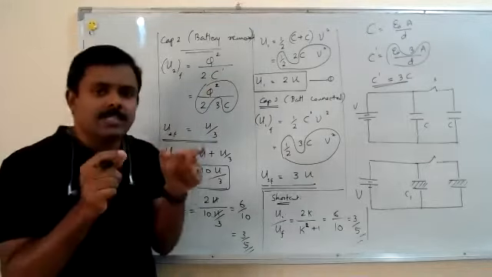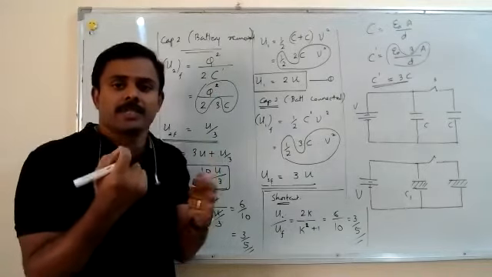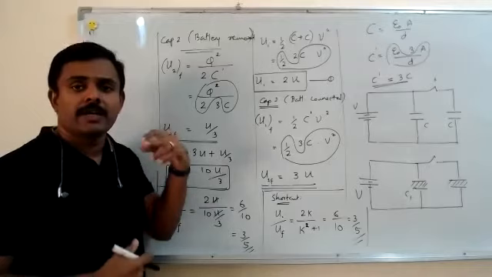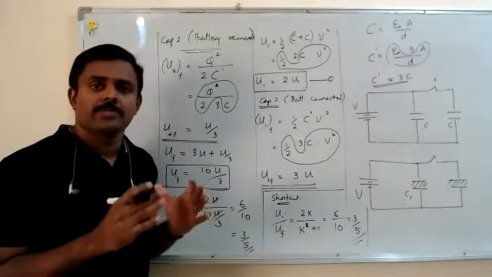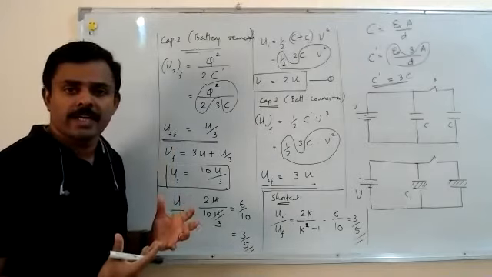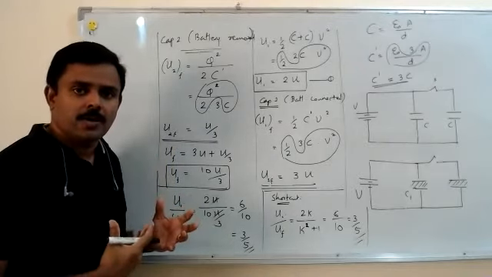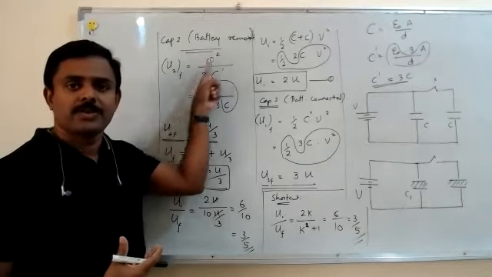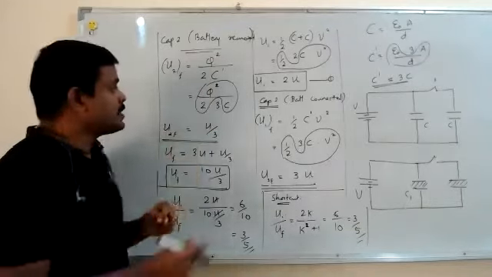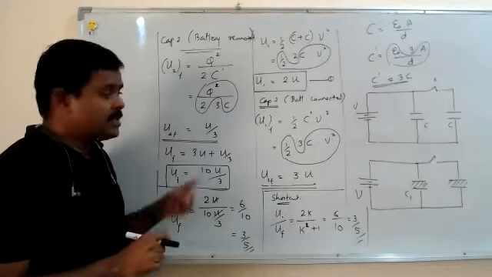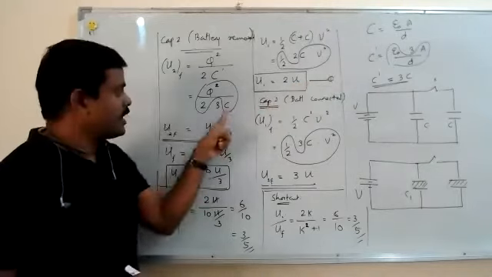The moment you see battery removed, you should think about this: charge is constant. Charge is constant means in your equation, charge should be there. So I can take an equation that contains the constant quantity, which is charge. So I am writing U2F as Q square by 2C dash. So Q square by 2 into, what is C dash? C dash is 3C, no? Right, I can put it here.